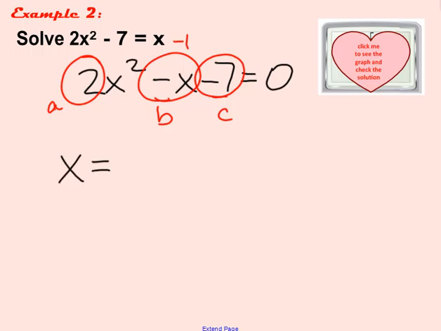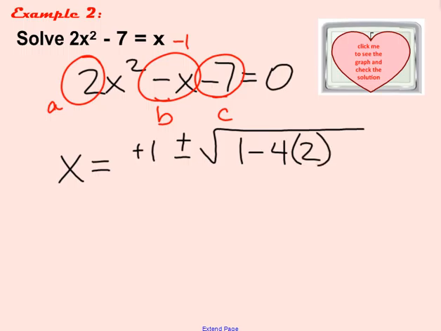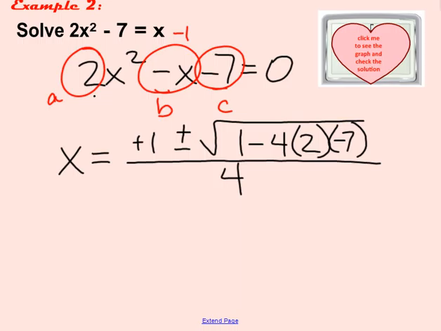X is equal to negative b. Well, b is negative 1, so negative b would be positive 1, plus or minus the square root of b squared. Well, that's negative 1 times negative 1, that's 1, minus 4ac, 4 times 2 times negative 7, which all goes over 2a. 2 times 2 is 4. Continue simplifying from there. Again, we're going to go ahead and work out what's underneath the radical sign.